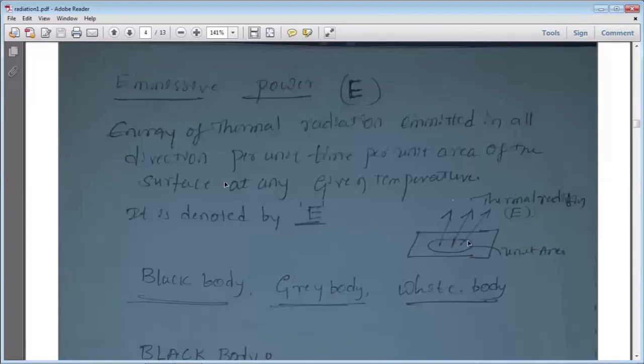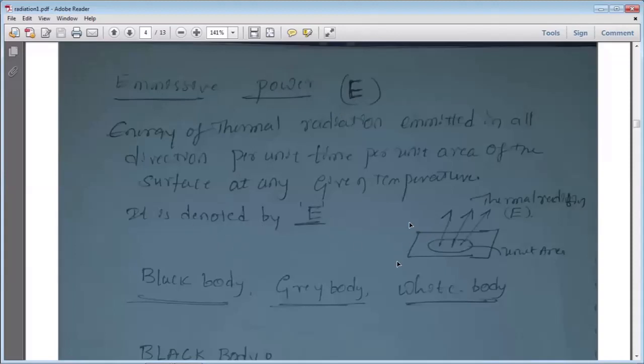You take a particular area. For 1 minute, how much energy will be radiated from that area? That is called the emissive power. Understand? That is called the emissive power. It is denoted by E. Okay, it is denoted by E.